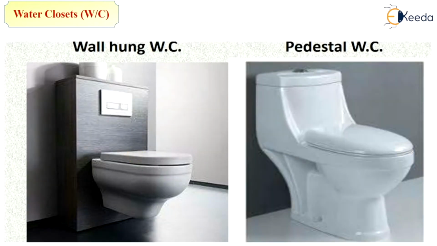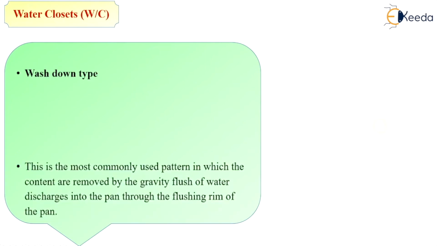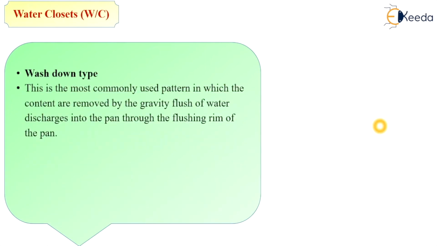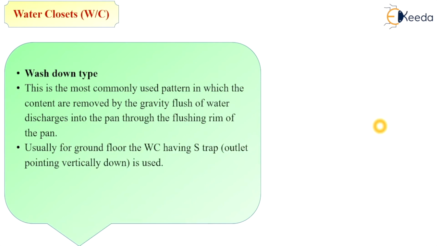So these are the types of WCs. First one is the wall hung WC, which is attached to the wall. The pedestal WCs are raised on the floor. These are the European type water closets. So first one is the washdown type. This is the most commonly used pattern, in which the contents, or human excreta, are removed by the gravity flush of water discharged into the pan through the flushing rim of the pan. Usually for the ground floor, the WC having an S trap is used.